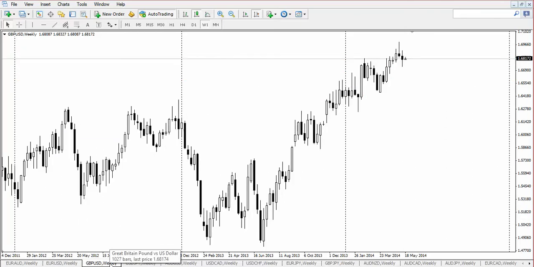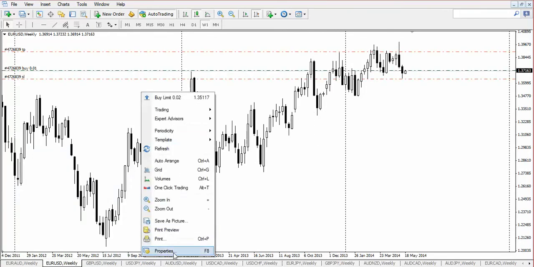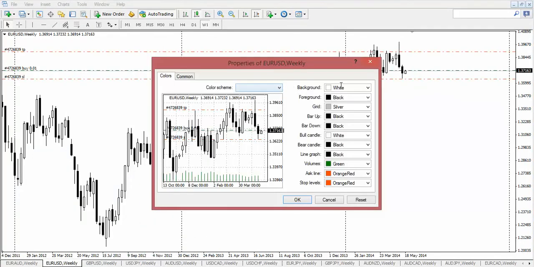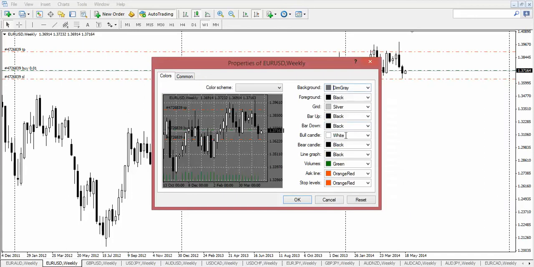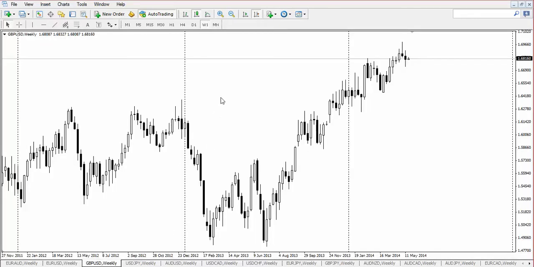Onto the pound dollar. Now here, I do think there is some opportunity. So, sorry, go back to the euro dollar, and I'm just going to grey this out so that I don't pay attention to that.